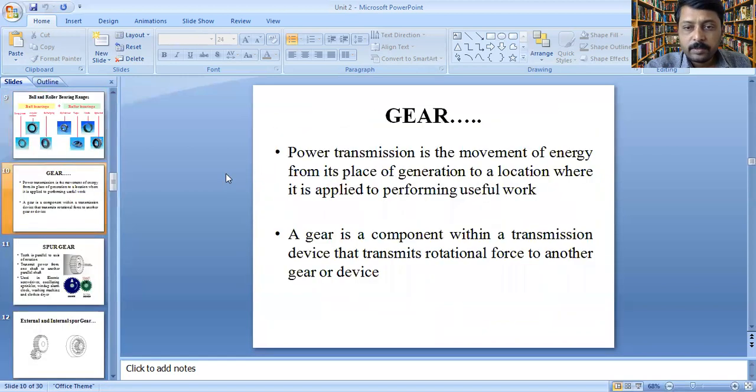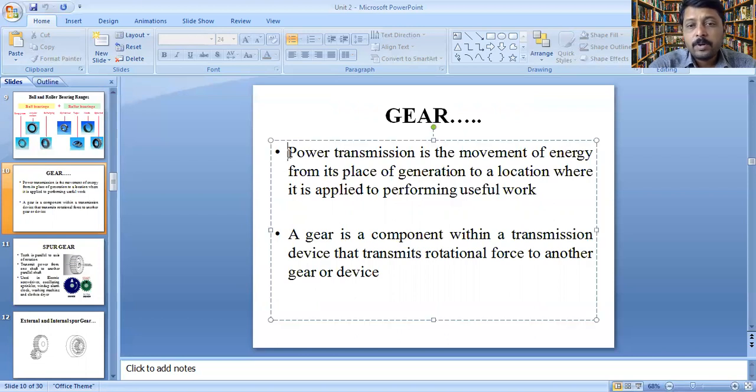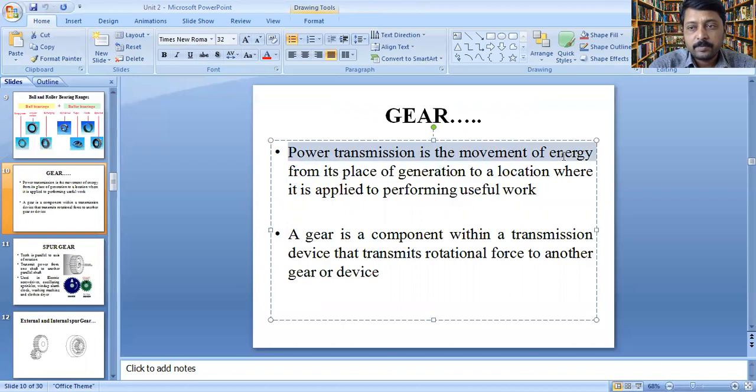We have seen this thing. Now let us move to the next part, that is gear. Gears are used to transmit the power from one shaft to another shaft that we have discussed. Power transmission is the movement of energy. We have to move energy from one place to another place, that is called power transmission. In that case, the gear is going to help us.